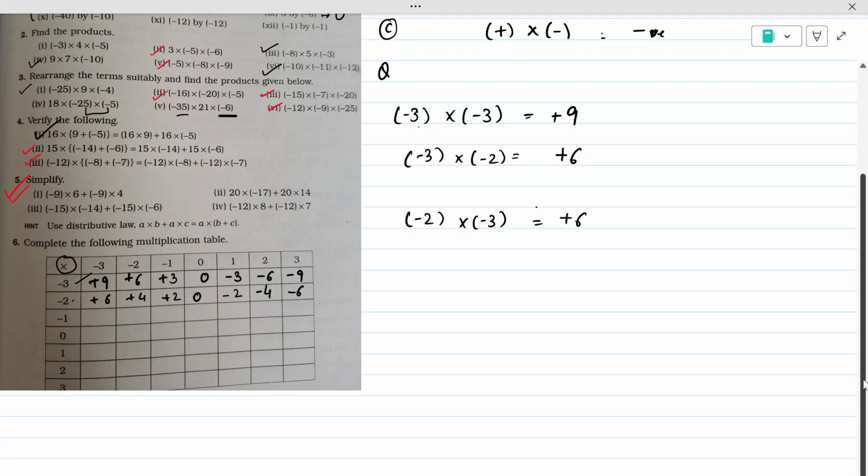So with this, we have completed our exercise 4D today. Kids, please do the homework given to you. Practice these questions a lot. And if you have any confusion, you can always mail me.